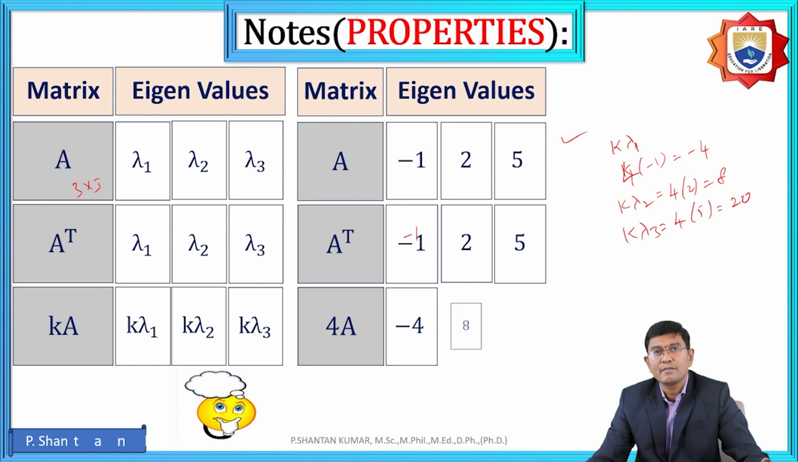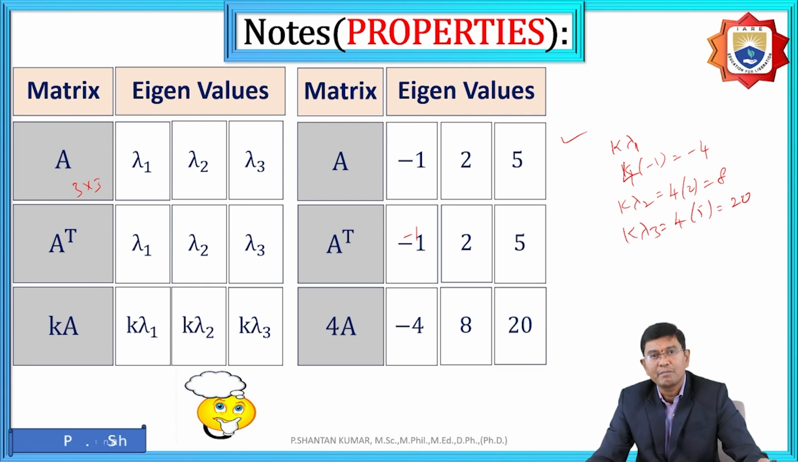That is the meaning here: the eigenvalues of kA are k lambda 1, k lambda 2, k lambda 3. Similarly, for 4 times A, the eigenvalues of A are multiplied by 4.